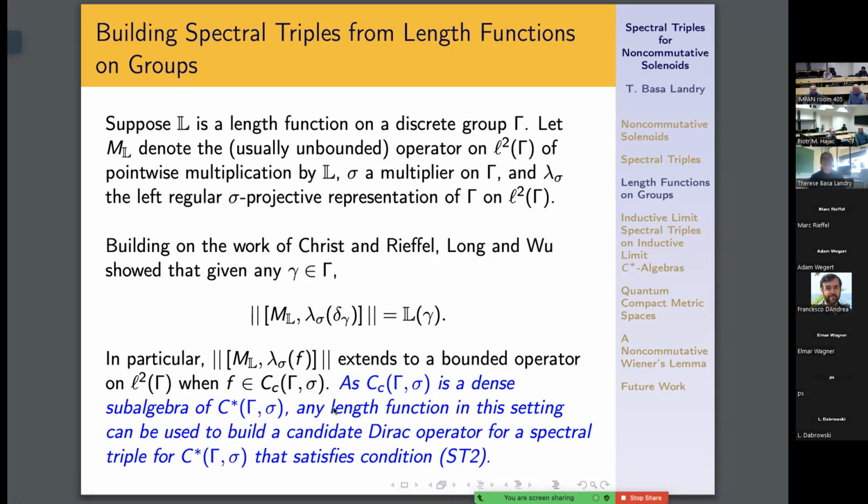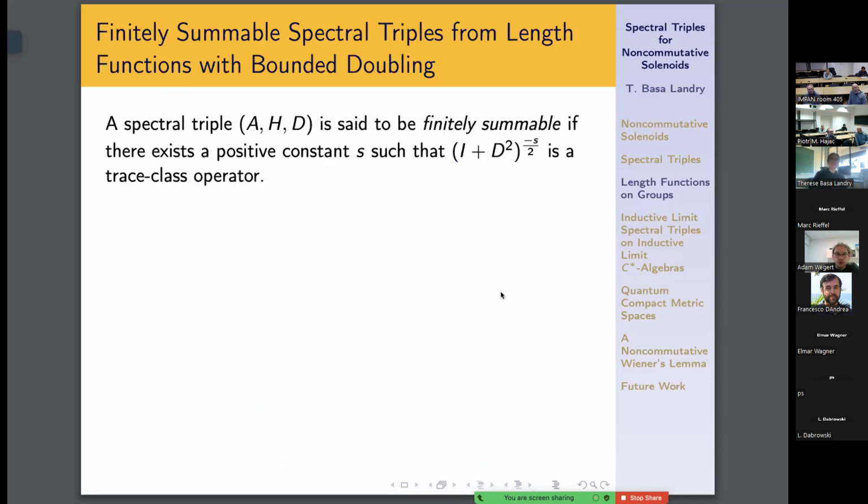So then, because the continuous functions of compact support are dense, any length function in this setting can be used to build a Dirac operator for a spectral triple that satisfies the second condition, the denseness condition. So that's without requiring additional properties on the length function yet. So we'll see what adding the proper condition, what adding the bounded doubling condition gets you in terms of additional structures.